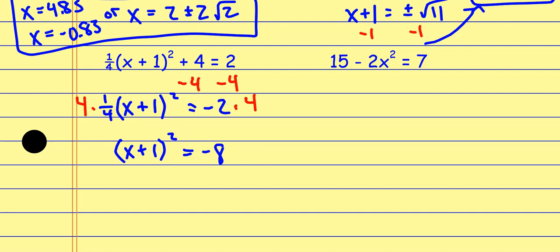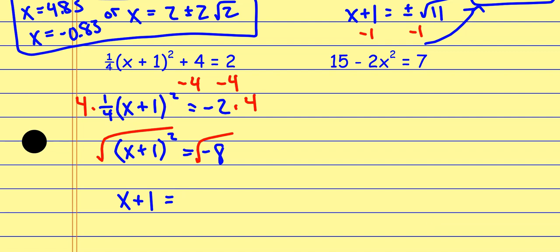Now I take the square root of each side. And so I get x plus 1 equals, well, the square root of negative 8. Can we take the square root of a negative? No, not yet, okay? In Algebra 2 here, you would continue this problem and get some imaginary answers.